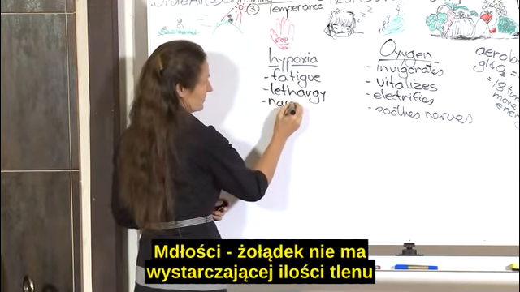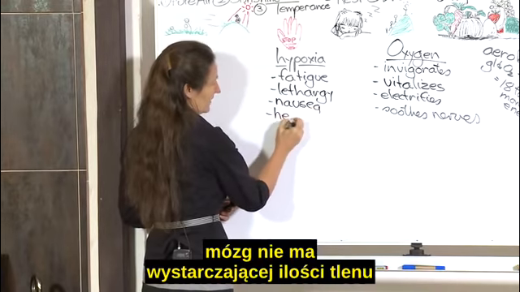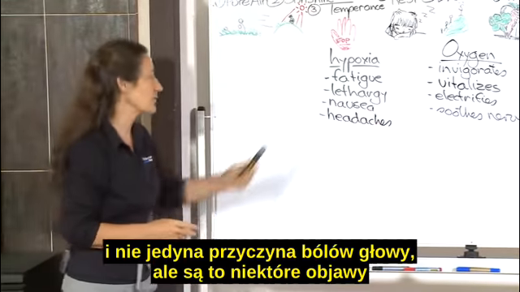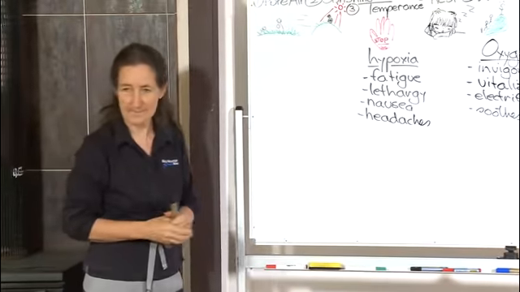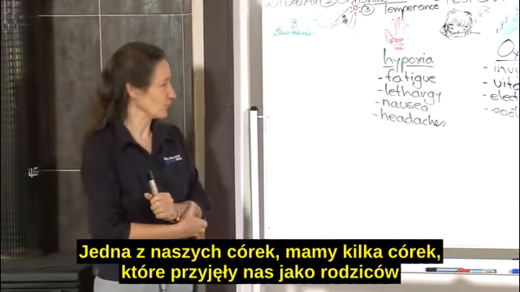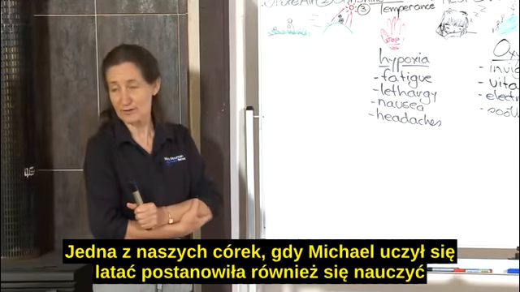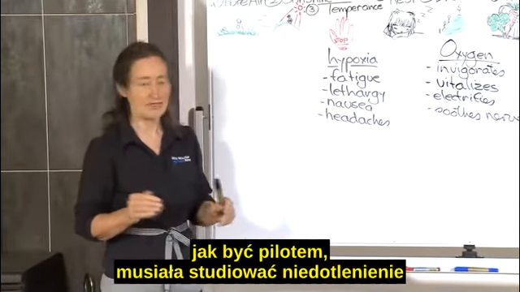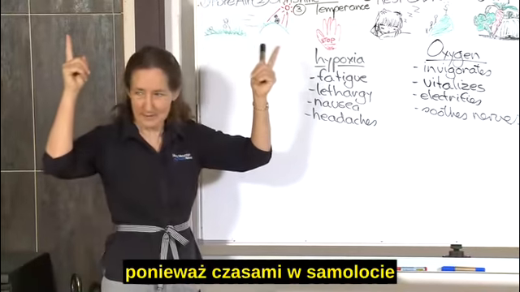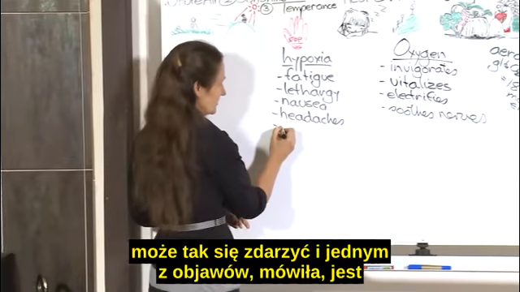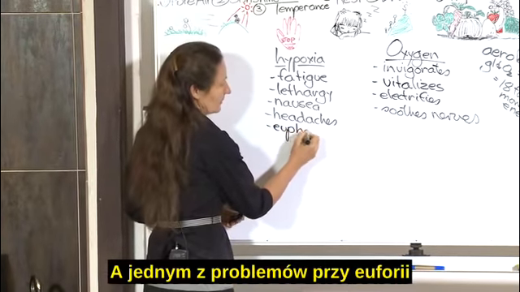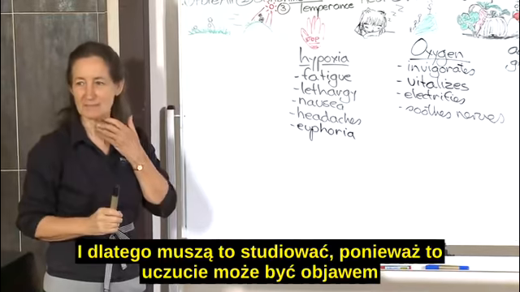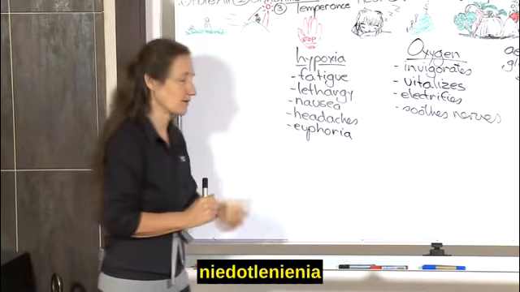Nausea. Stomach doesn't have enough oxygen. Headaches. Brain doesn't have enough oxygen. Not the only cause of nausea and not the only cause of headaches, but they are some of the symptoms of hypoxia. One of our daughters, we've got a few daughters that have adopted us as parents. One of our daughters, when Michael learnt to fly, she decided to learn to fly too. And I remember her telling me that when she was studying to be a pilot, she had to study hypoxia because sometimes up in the plane, this can happen. And one of the symptoms, she said, is euphoria. And one of the problems with euphoria is the person doesn't even realise these things. And that's why they must study it, because that feeling could be a symptom of hypoxia.